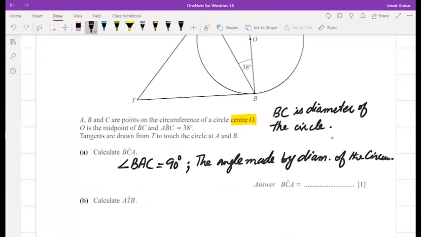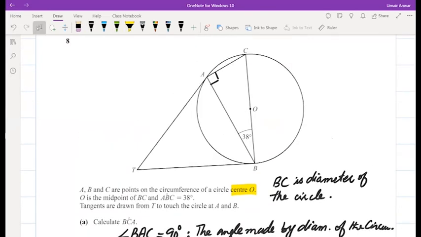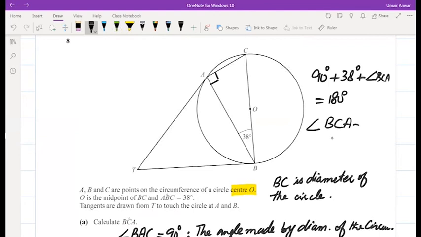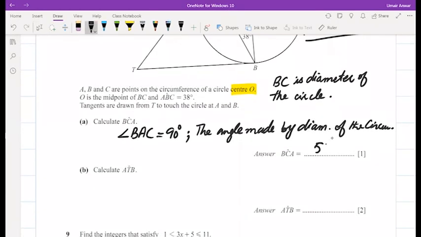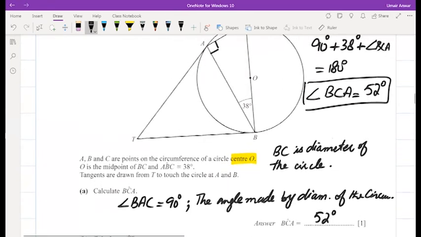Secondly, the angle sum of a triangle is always 180 degrees. So if we add this 90 and 38 plus this angle BCA, the answer is going to be 180 degrees. By subtracting these two angles from 180 degrees, we get the answer as 52 degrees. So I'm writing in the answer space that the answer is 52 degrees. The next part says calculate angle ATB.